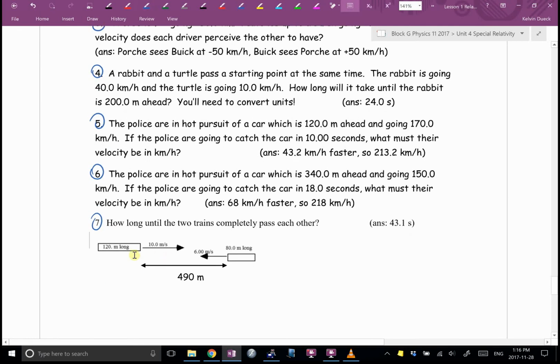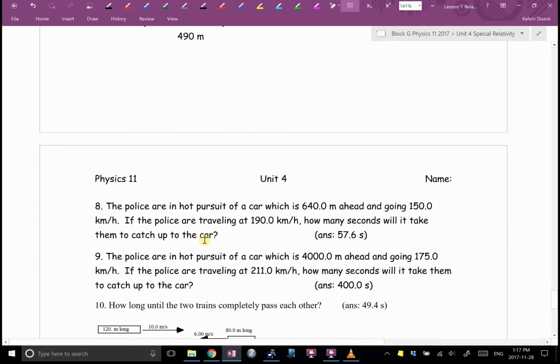Number 7, are the trains heading towards each other in number 7? So what's their relative speed? It's not 4. What's the relative speed here? 16, because head-on collisions are worse than rear-end collisions. Okay? 7 is good.